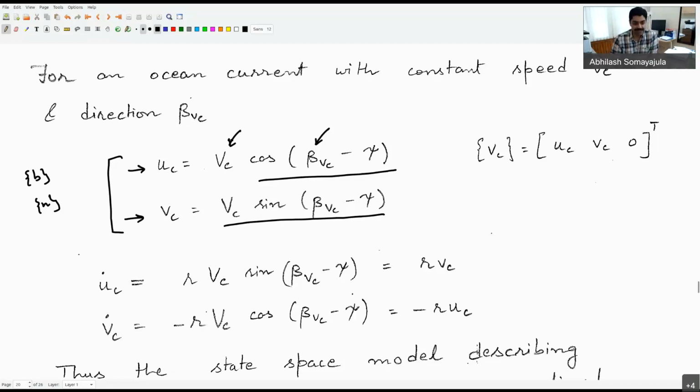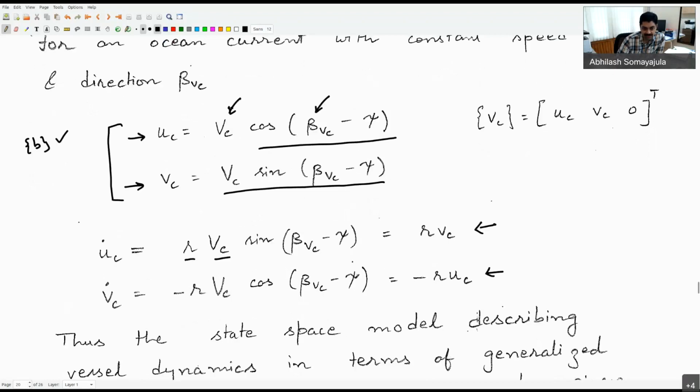Now, since they are in the B frame, they're not in the N frame. So when I take a derivative of these, what do I get? I'll get R times Vc times sine of this, and minus R times Vc times cosine of this, which means I can write the derivative of Uc dot as R times Vc, and Vc dot I can write as minus R times Uc.